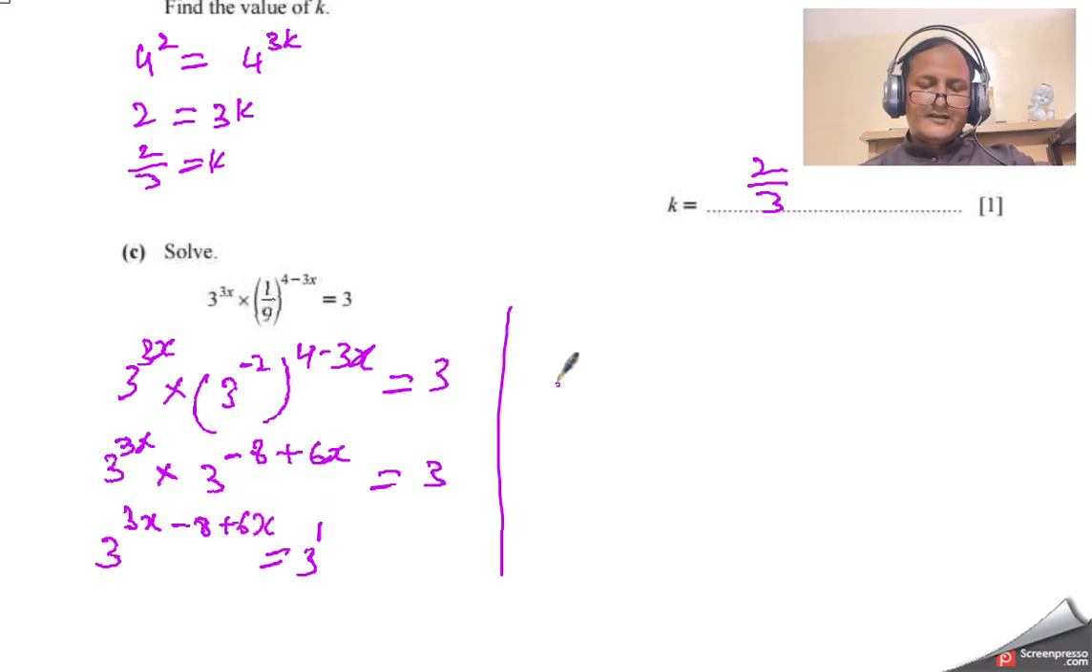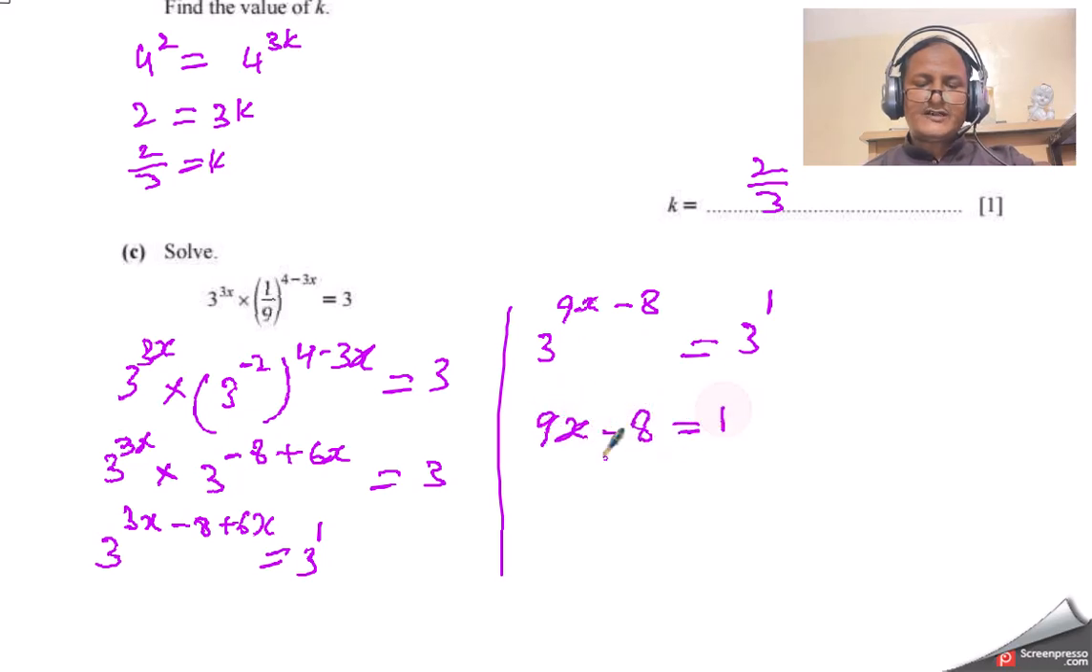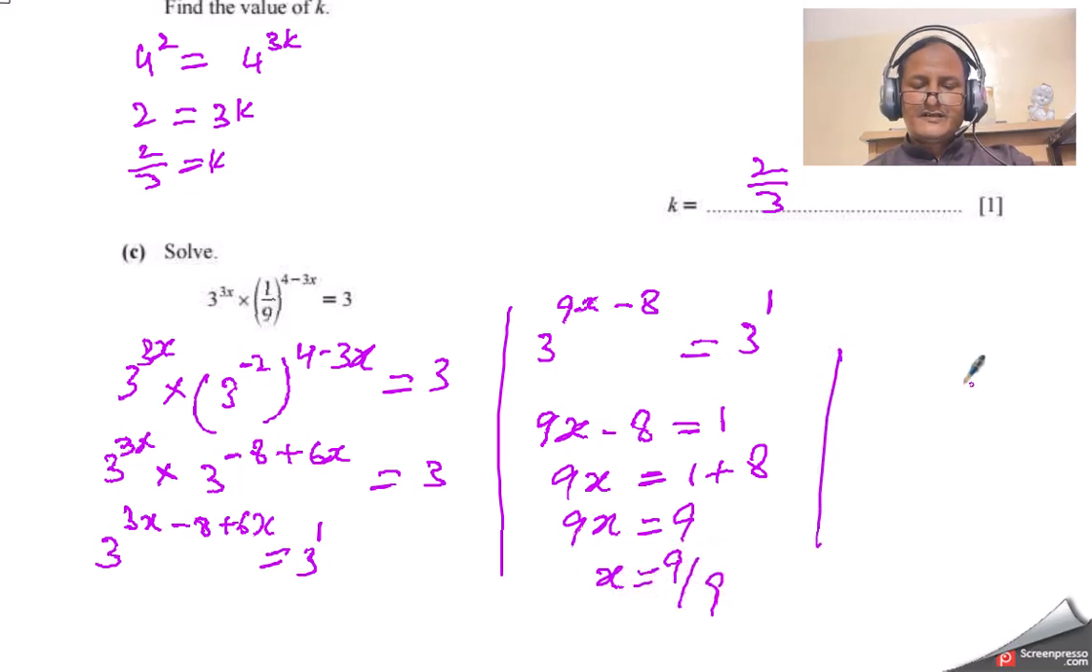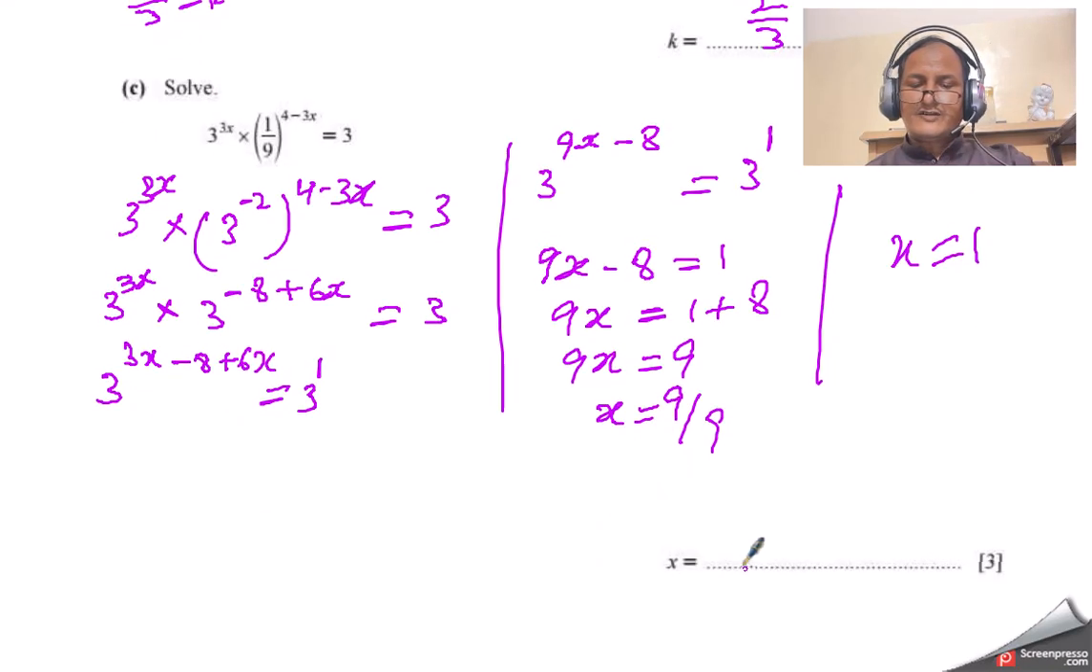Now 3 to the power 9x minus 8 equals 3 to the power 1. Bases are the same, so exponents are equal: 9x minus 8 equals 1. Now we have 9x equals 1 plus 8, so 9x equals 9. Then x equals 9 by 9, and after that x equals 1. You're supposed to write the answer in the answer space.